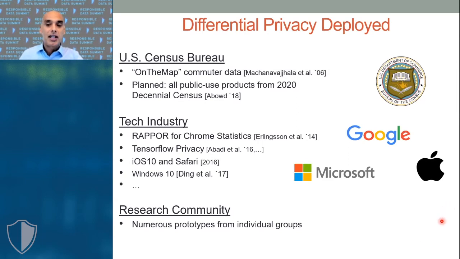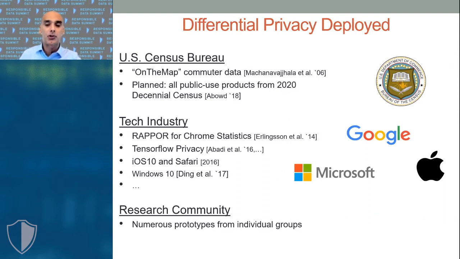In addition to lots of advances on the science of differential privacy, we have seen a number of exciting deployments of differential privacy, starting with the US Census Bureau back in 2006, which also recently made the landmark decision to use differential privacy for all its public use projects from the current decennial census. There are also several products and tools using differential privacy from large technology companies like Google, Apple, and Microsoft.